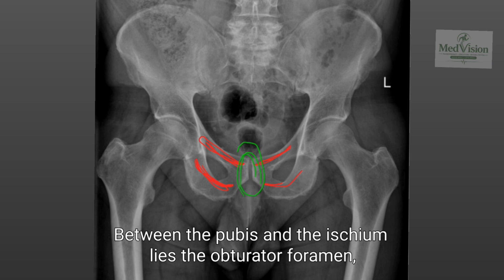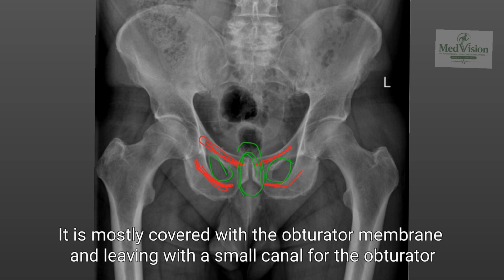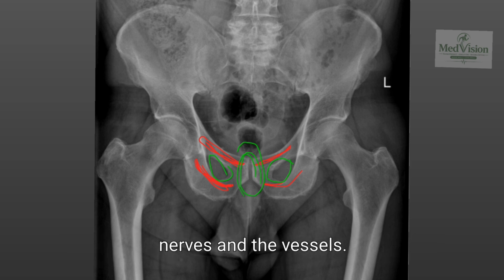Between the pubis and the ischium lies the obturator foramen, which is the largest oval opening in the pelvis. It is mostly covered by the obturator membrane, leaving a small canal for the obturator nerve and vessels.